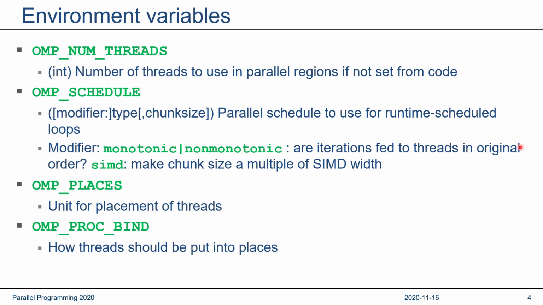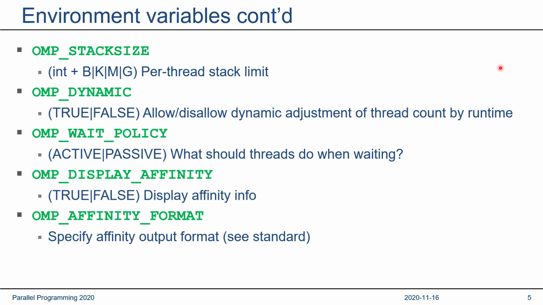You know also the facilities in OpenMP for binding threads to cores and processors. This is OMP_PLACES, which determines the unit for placement of threads, and we've covered that in detail in the last lecture. And OMP_PROC_BIND, which says how the threads should be put into those places. We've also come across the OMP_STACK_SIZE variable that lets you determine the per thread stack limit. As you know, local variables of threads are put on local stacks. These stacks have limited size. So here you can determine what size should be available per thread. It's an integer plus a size denomination like byte, kilo, mega, or gigabyte.